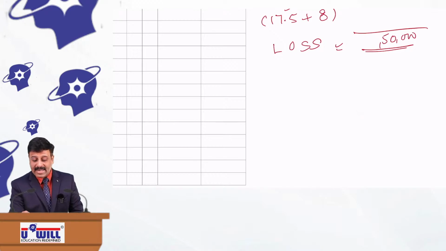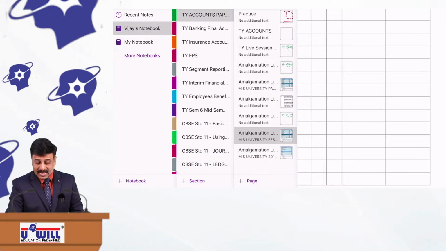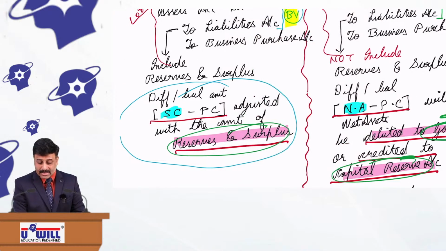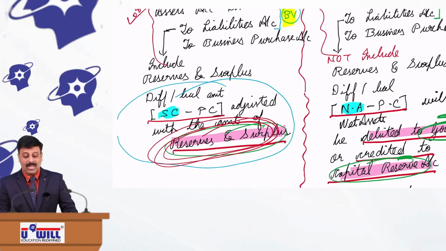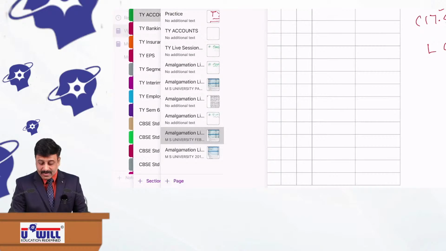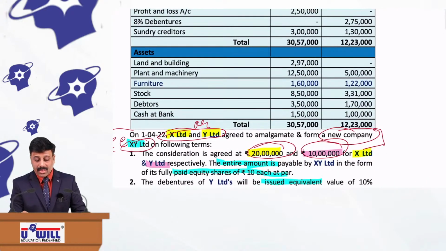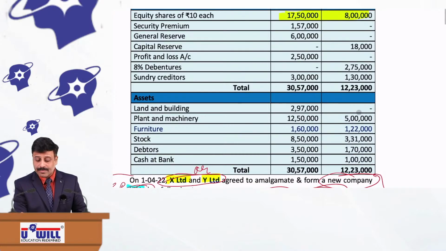Now this loss, which I discussed in the last session, is to be adjusted with what? Reserves and surplus. Can you all see here? That is what we are going to do right now. If you see in this, what are the reserves and surplus? Security premium 1,57,000, general reserve 6 lakhs, capital reserve 18,000, profit and loss account 2,50,000.